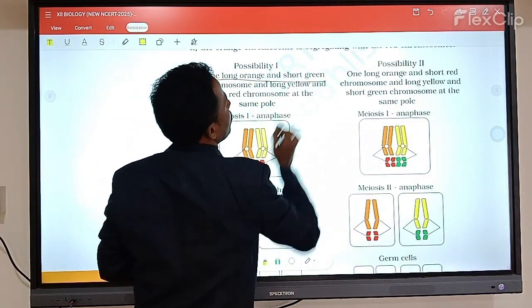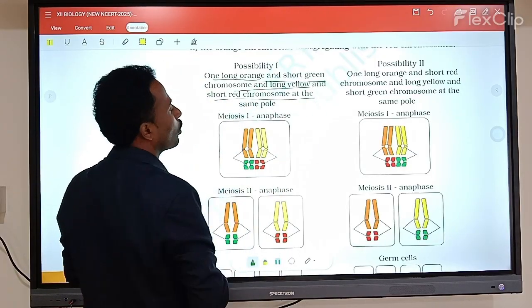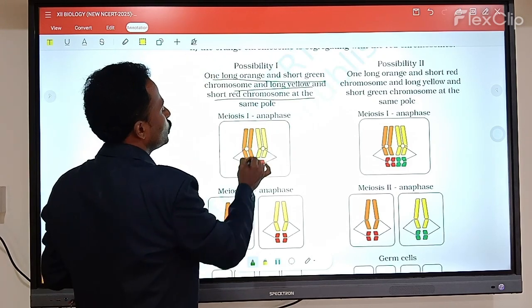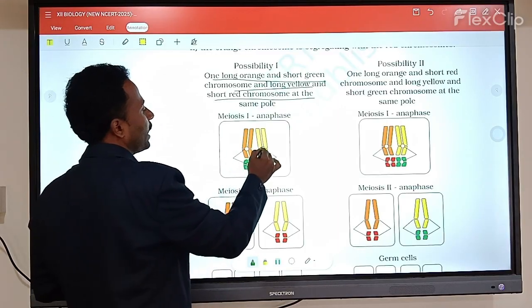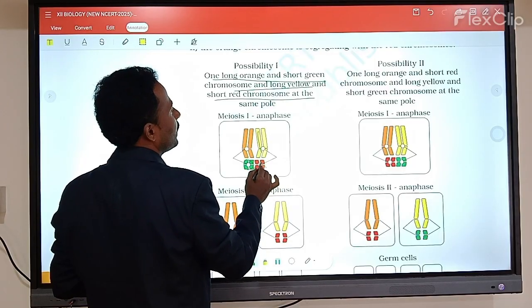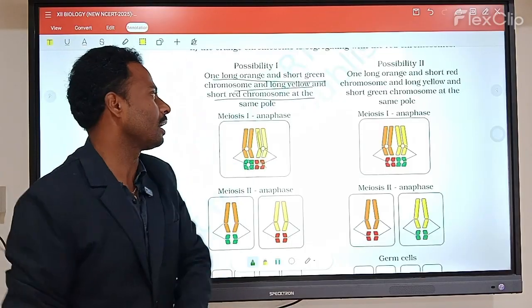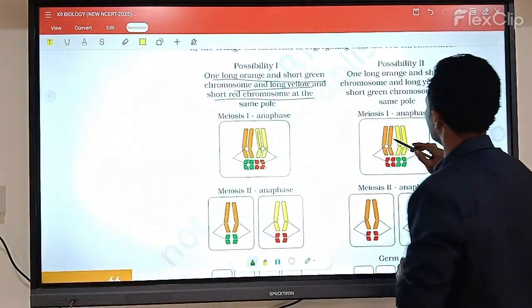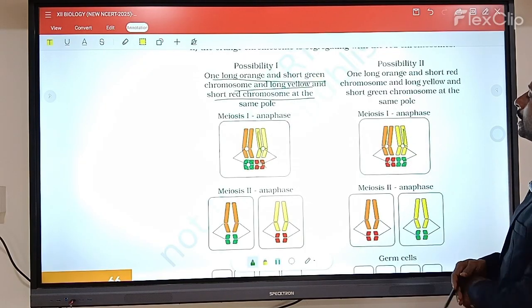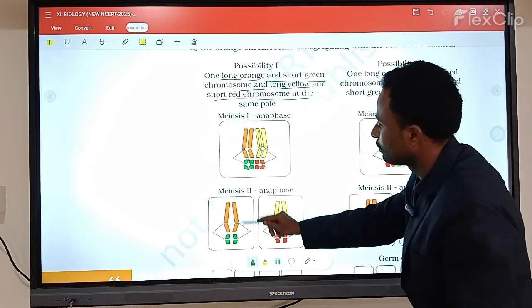the long orange and short green chromosome, and the long yellow and short chromosome, are at the same pole. One pole has a long orange and short green chromosome, and the other has the long yellow and the short red chromosome in possibility 1, that is the meiosis 1 anaphase. In possibility 2, there is a long orange and short red, and a long yellow and short green. So after crossing, what forms do we get?